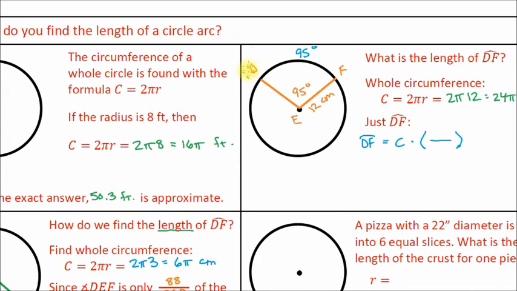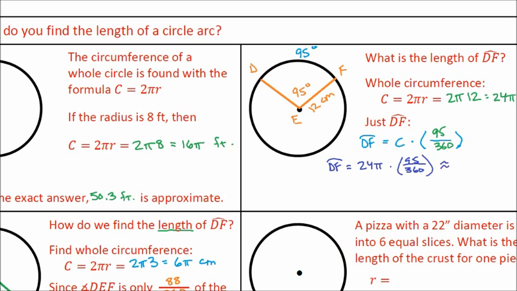We know that arc DF is 95 degrees out of a total of 360 degrees. So all we've got to do is multiply these two numbers together and we will get the length of arc DF. So let's go ahead and do that. Arc DF is equal to 24 pi times 95 divided by 360. There's our ratio, or our portion of the circumference that we want.